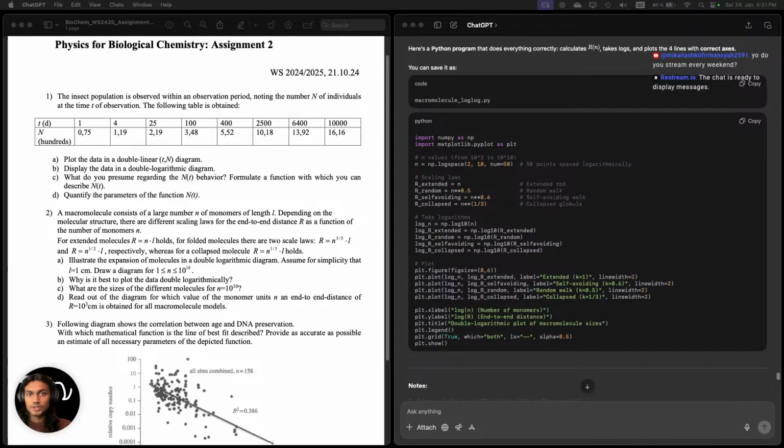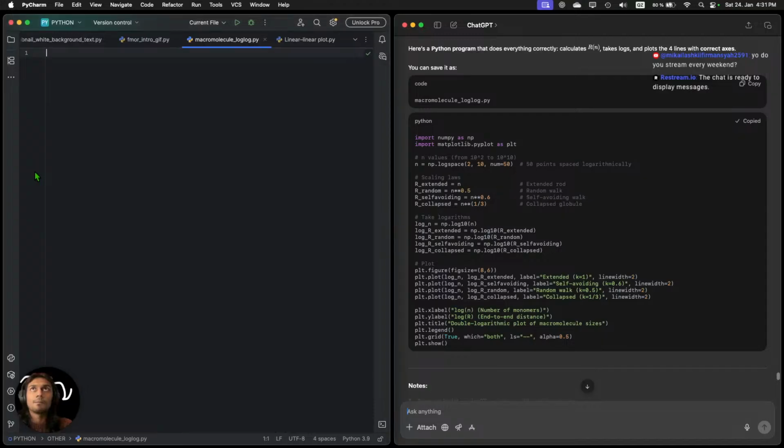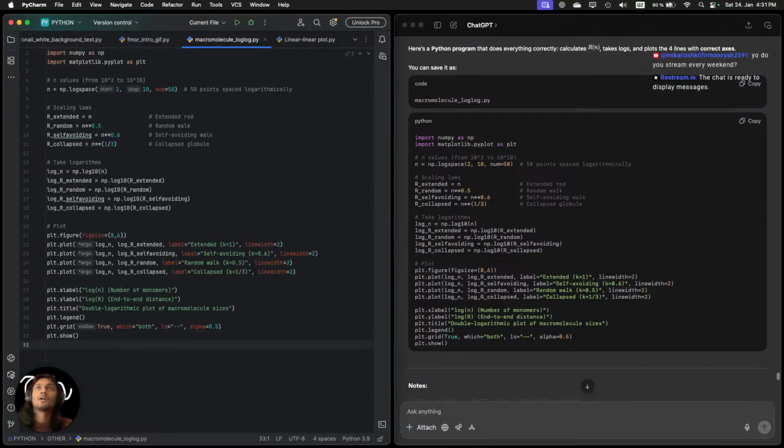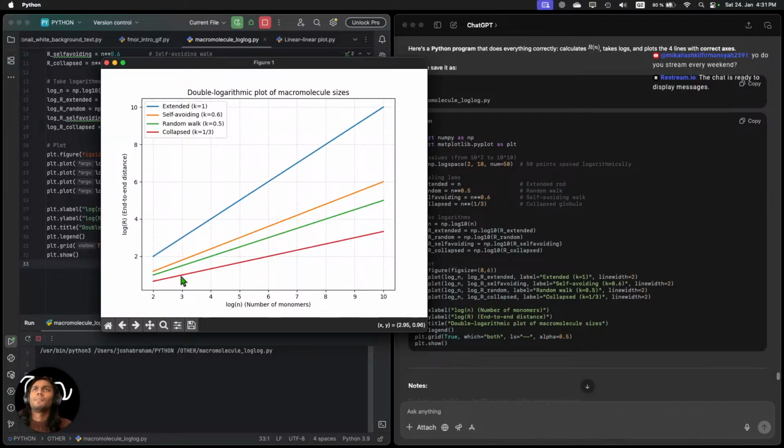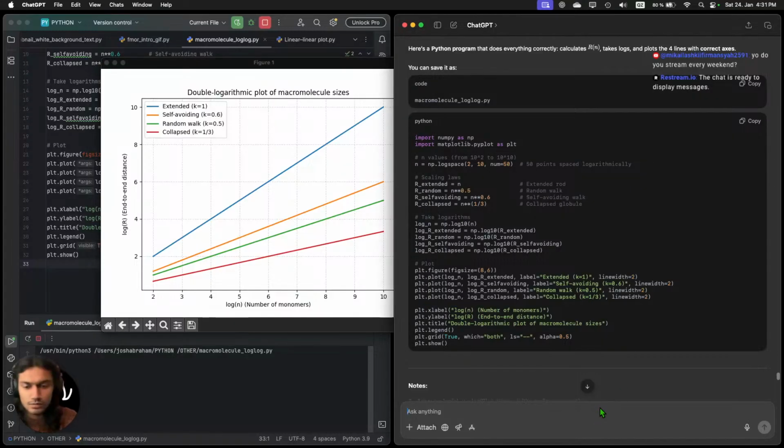Python file, copy, paste, copy, paste. So that's collapsed. Number of monomers. Okay. Can you switch the axes?